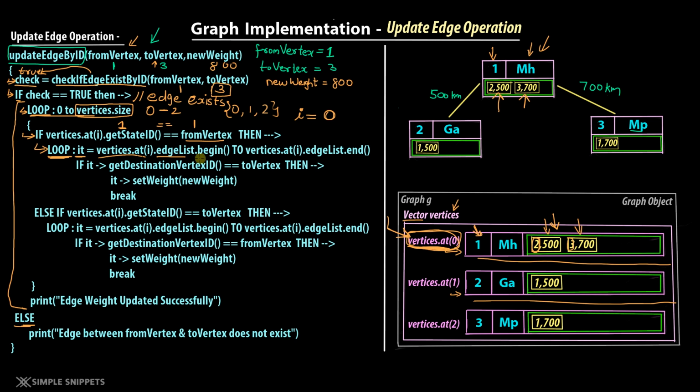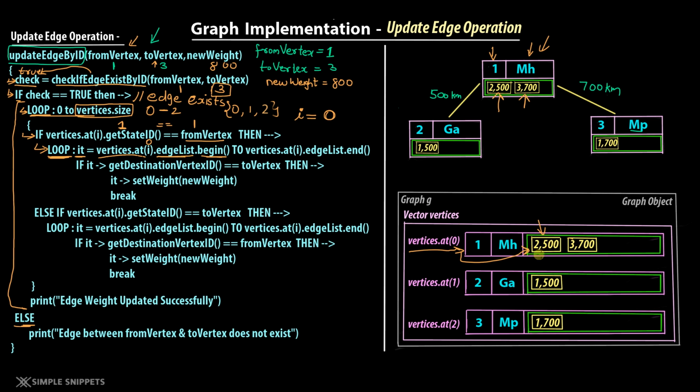And we say dot begin. When you say begin, it means the very first element in the edge list. So basically vertices dot at I, which means the vertex at 0 because I equals 0, is this particular vertex, and inside this vertex we are accessing the edge list. So we are going into this green box, and in this green box we are saying dot begin, which is again an inbuilt or predefined function of the list STL, that is the list object, which basically begins from the very first element inside the edge list.